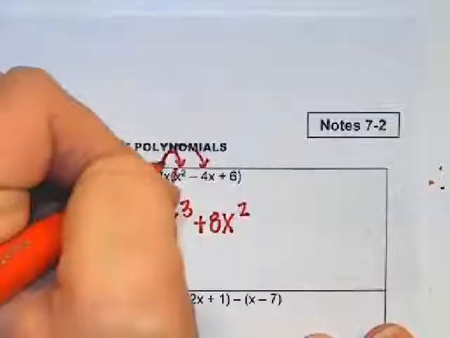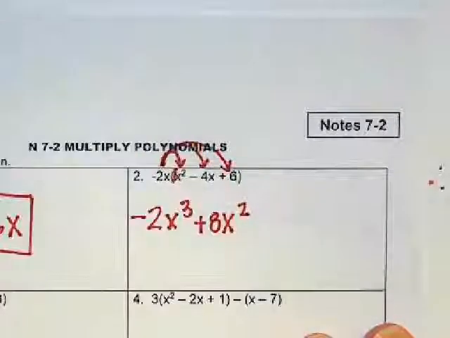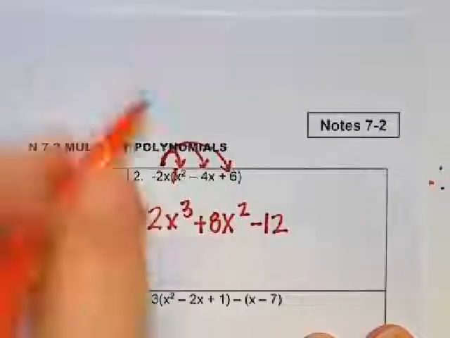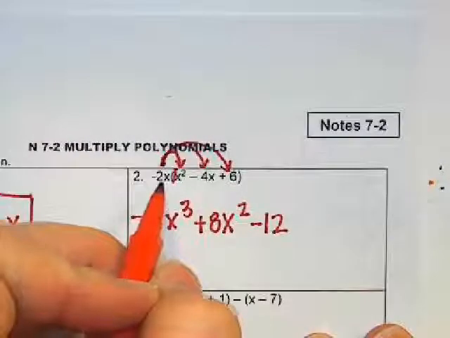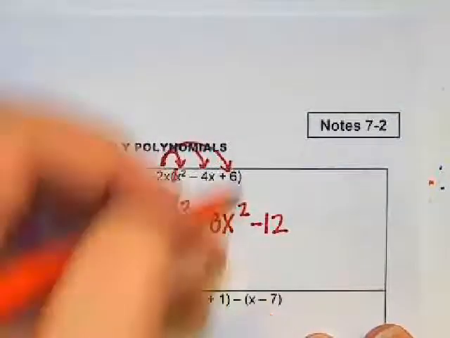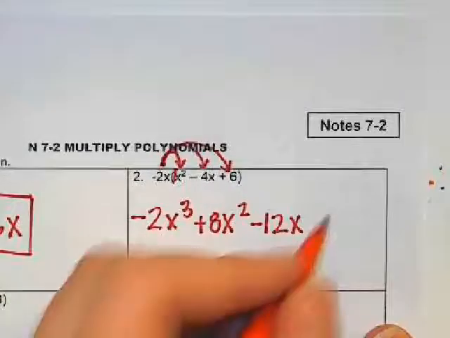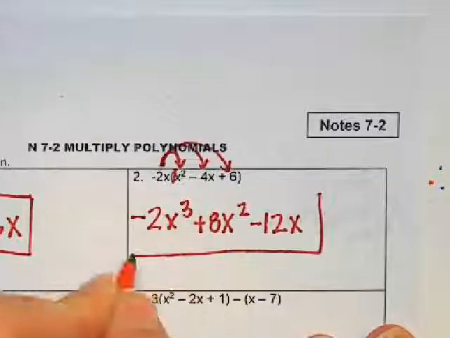Then I have negative 2x times 6. Well, negative 2 times 6 is negative 12. And how many x's do I have total? 1 on the outside, 0 on the inside. So total I have 1. Can I combine like terms? No. Okay.